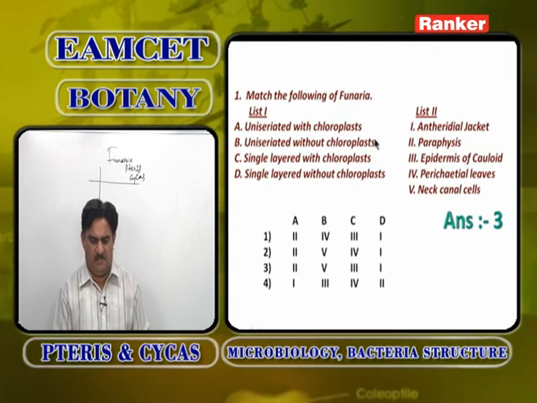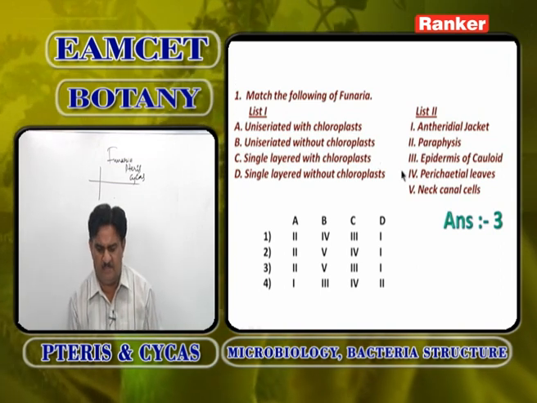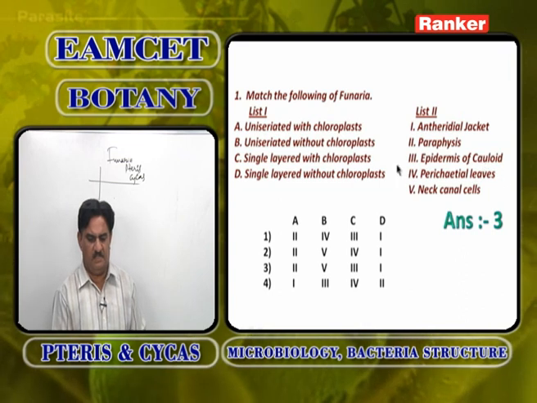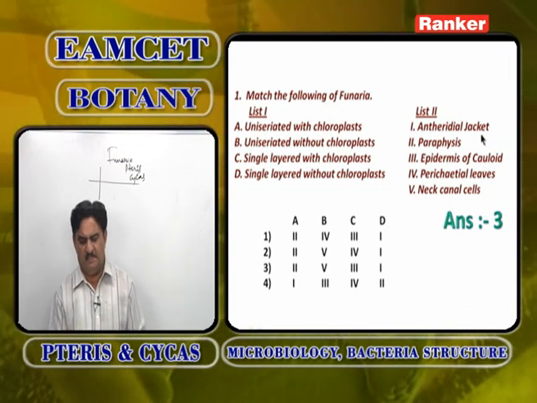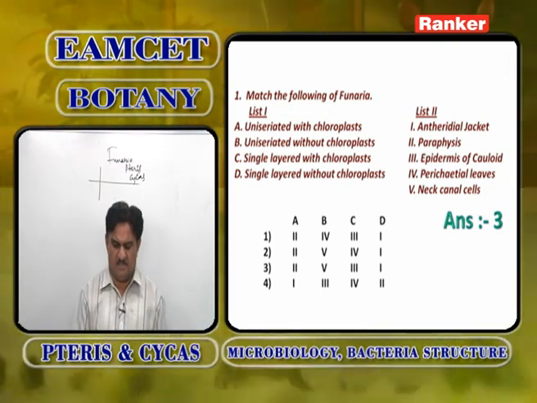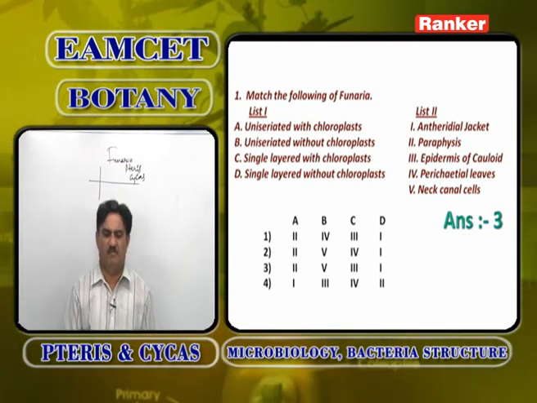Second, B is 5. Then single layered with chloroplast is epidermis of caulid. Epidermis of caulid is single layered with chloroplast. Single layered without chloroplast is antheridial jacket. Antheridial jacket is single layered but without chloroplast. So the answer is A2, B5, C3, D1.